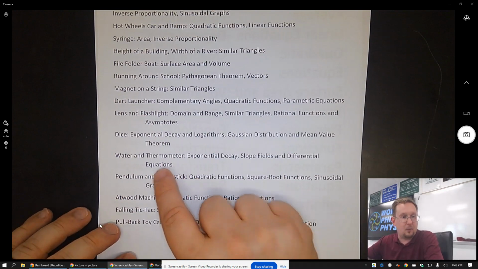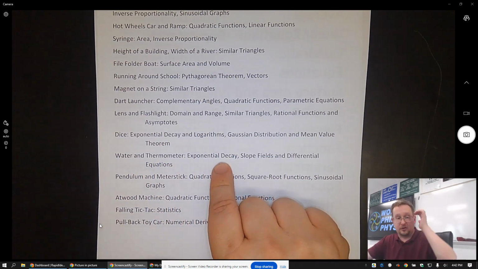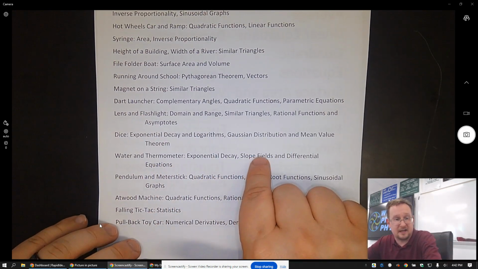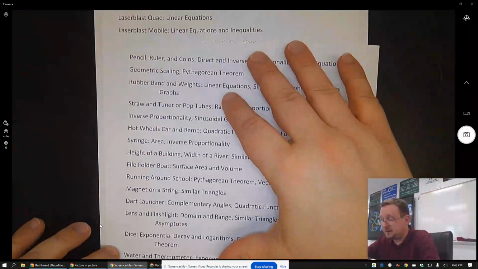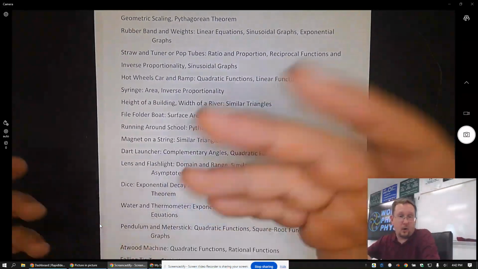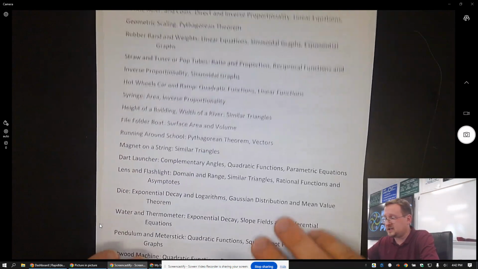That if you have water and a thermometer, you could do exponential decay, that you could teach things as complicated as slope fields and differential equations. These are all things that you can teach at whatever level of math you teach, using basic stuff that you can find or buy just from Dollar Tree or from really cheap places.